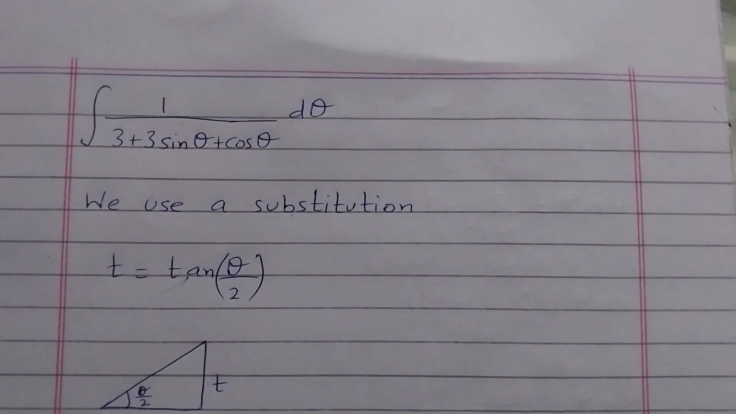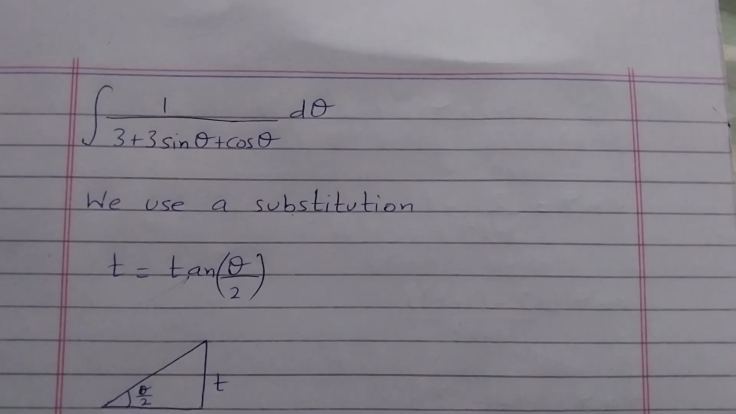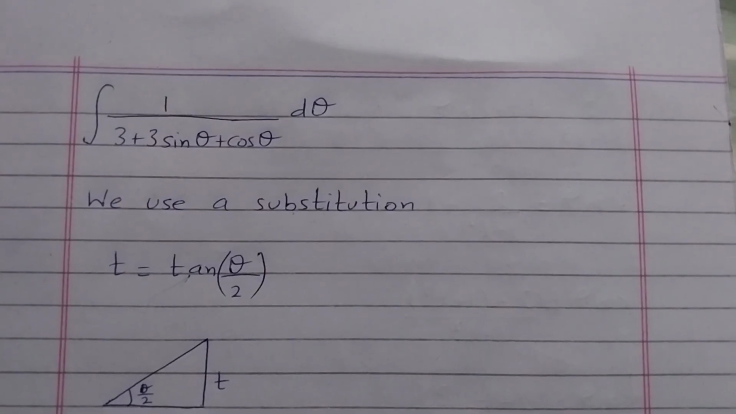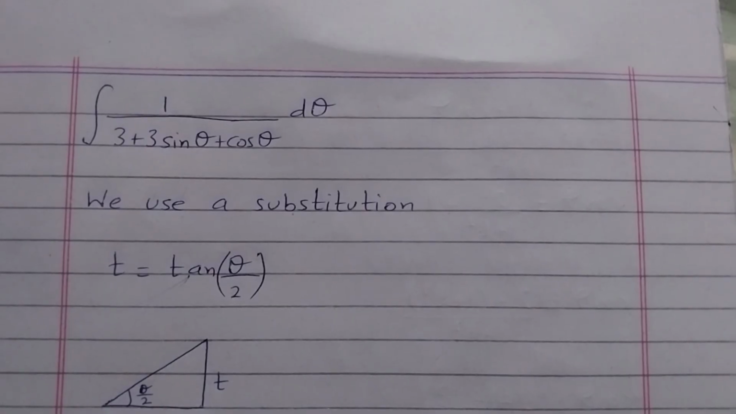So today we are going to evaluate this integral, and the expression is 1 over 3 plus 3 sine theta plus cos theta, and we have to integrate this with respect to theta. So we have an expression which is a fraction, and it involves sine theta and cos theta, but we can't rationalize it because we have three terms in the denominator.